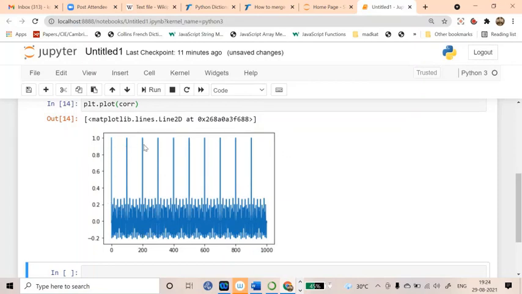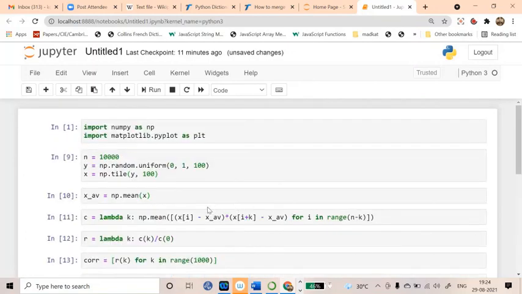Occasionally, after 100 steps, the correlation is very high, and it's perfectly 1 in this case. So you can check some numbers with some formula, say a sine function or something like that, or something by hand you can do.